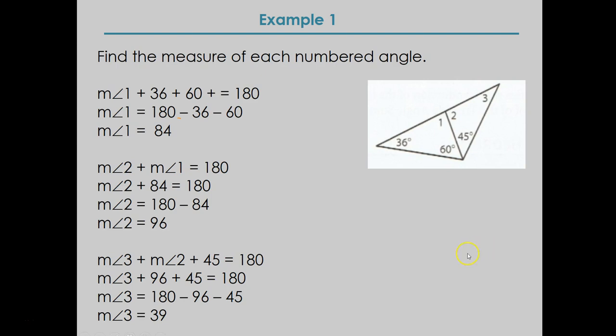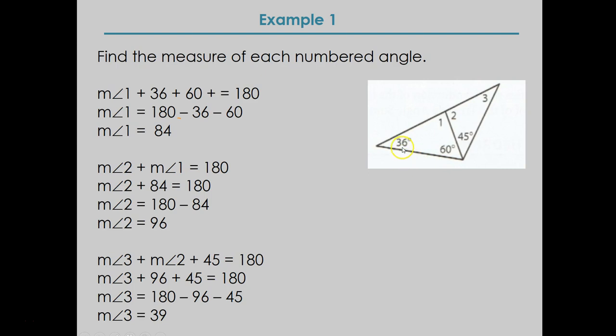Example 1. Find the measure of each numbered angle. Let's take a look at this figure right here. We actually have three triangles, but we have two triangles that we're going to deal with. One of them has two measurements inside. The other one only has one.